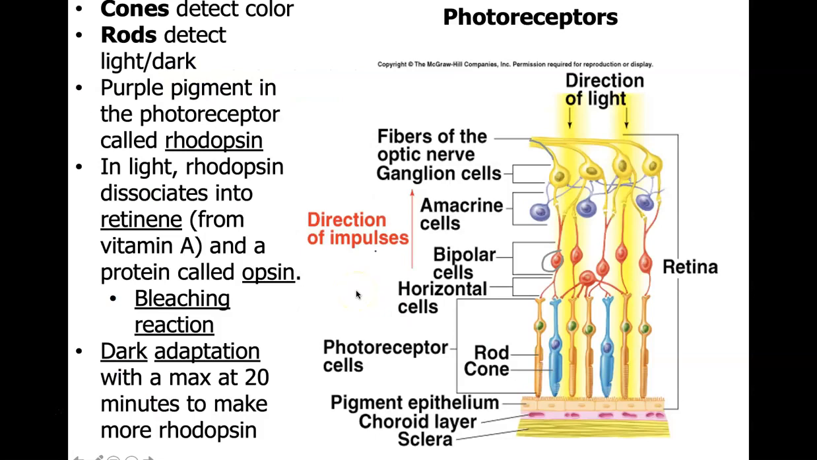So the photoreceptors in the eye are what's going to actually detect light. And we have two major types of photoreceptors. You have cones that detect color and rods that detect light or dark. Okay? And there's a purple pigment in a photoreceptor called rhodopsin.